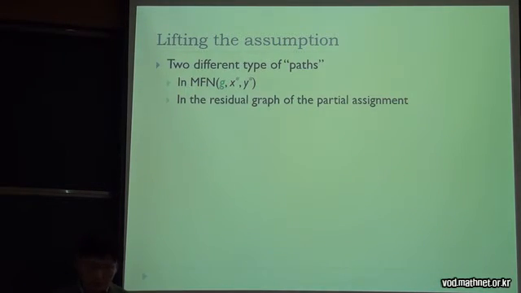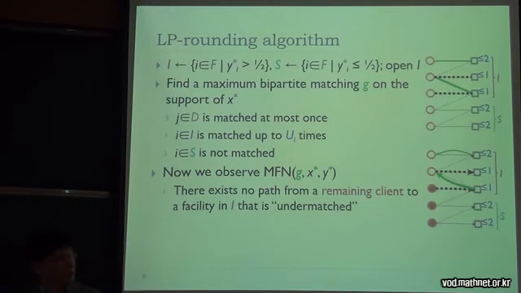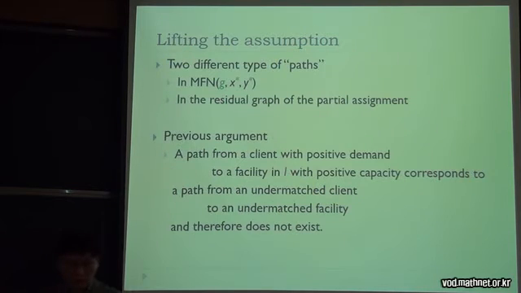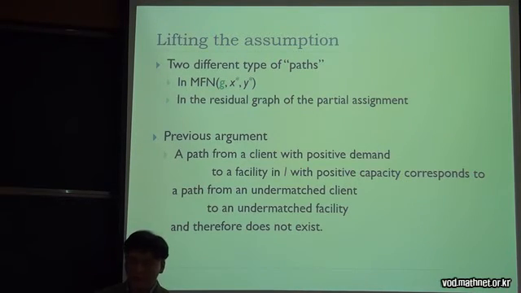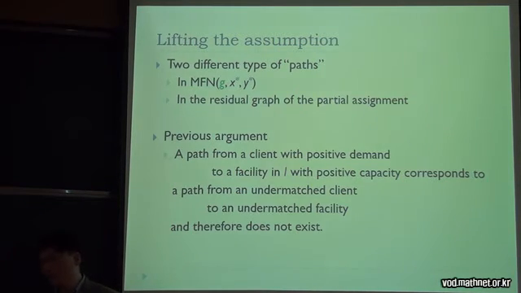Now, let me remind you that there were 2 different types of paths in the argument that I showed under the simplifying assumption: in the multi-commodity flow network and in the residual graph that was used to find the maximum bipartite matchings. So these 2 paths. The previous argument written in a single sentence was that a path from a client with positive demand in the multi-commodity flow network to a facility in I with positive capacity corresponds to a path from an undermatched client in the bipartite graph to an undermatched facility, and therefore it cannot exist if we have chosen a maximum bipartite matching. That was the argument.